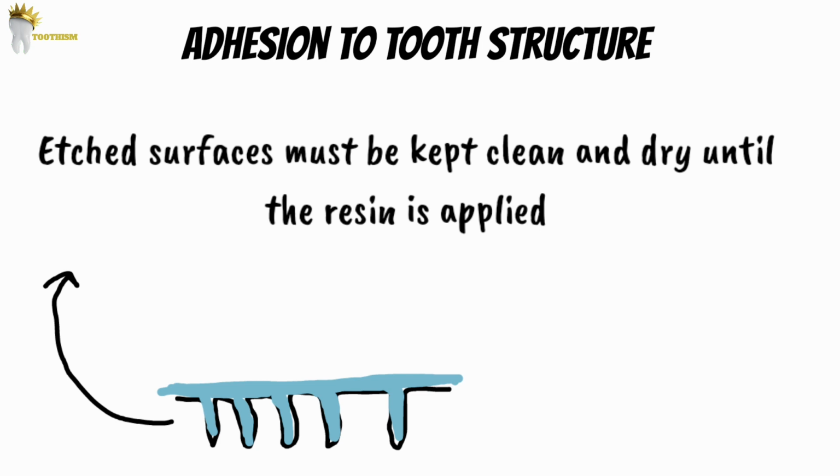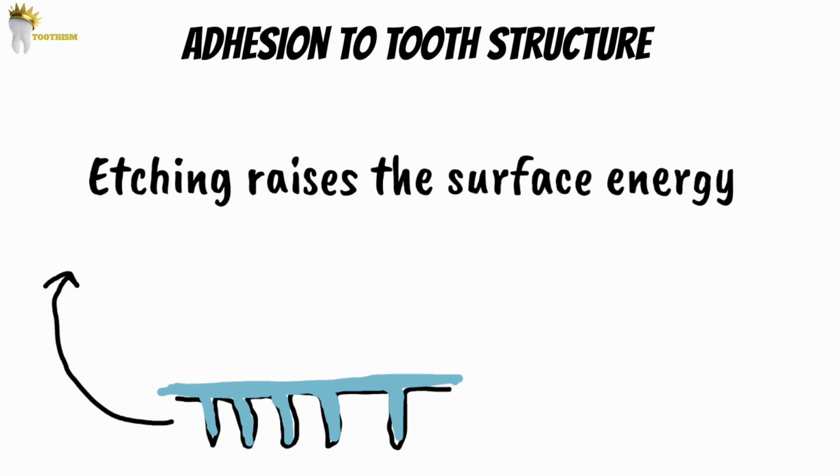So I would like to repeat here that etching raises the surface energy, but as we just discussed, contamination can readily reduce the energy level of the etched surface, and reducing the surface energy in turn makes it more difficult to wet the surface with the bonding resin.